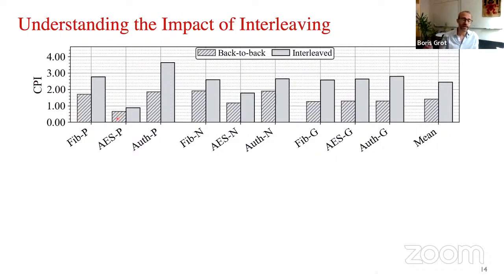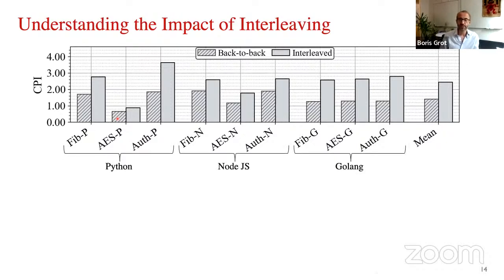And the higher the CPI, that means we need more cycles to execute a given instruction. That's bad, right? That means there are stalls, the processor is not working efficiently, and performance is not great. So we have 3 kinds of languages here: Python, interpreted; Node.js, JITted; and Golang, which is statically compiled. This is only 9 functions here. The mean is for all 20 functions.